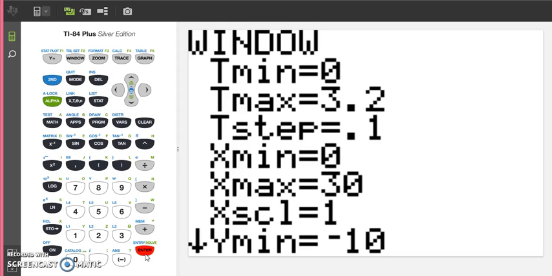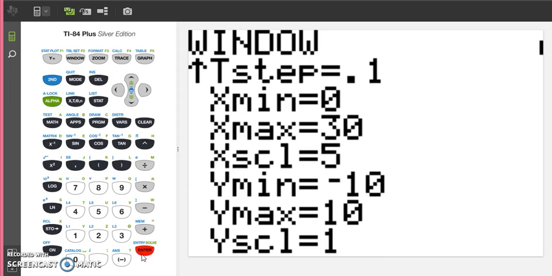X scale is just how often you want a little tick mark, so maybe I'll put every 5 feet I'll have a tick mark show up. So that'll do it for our x values. Y values, that's height. So let's just think about height.